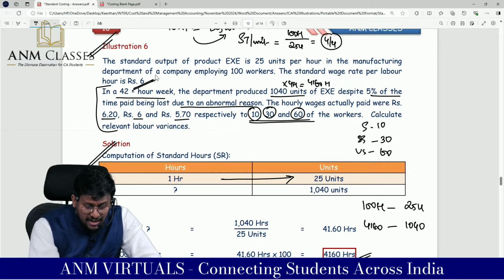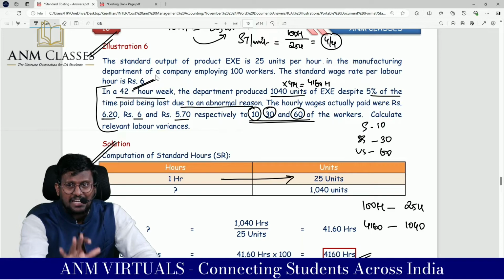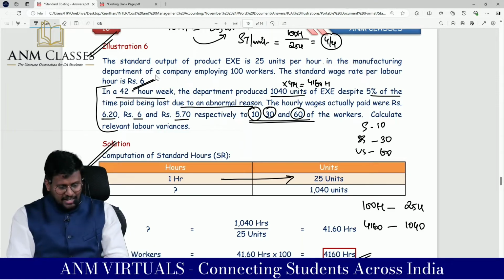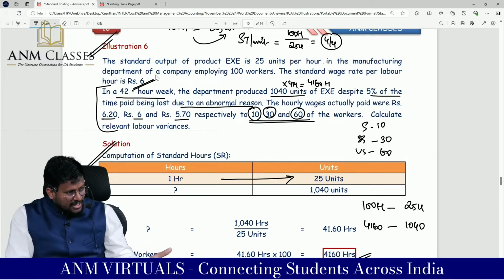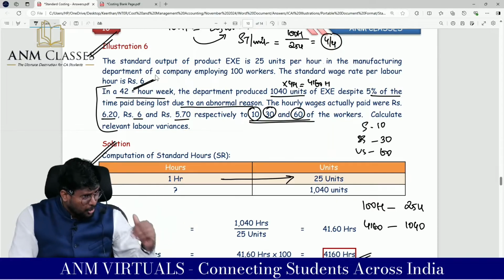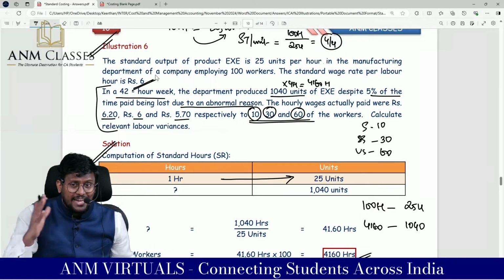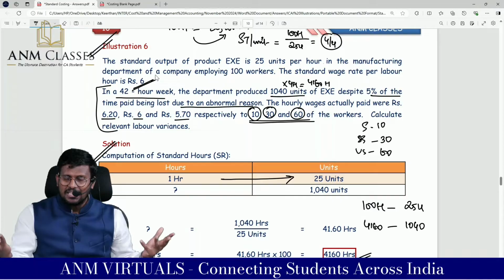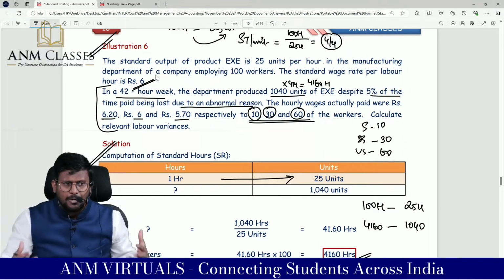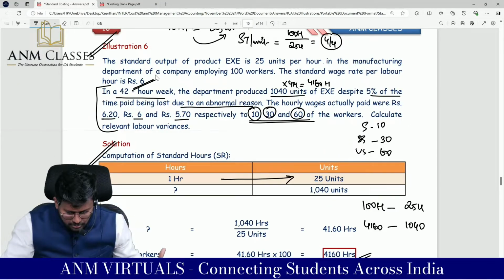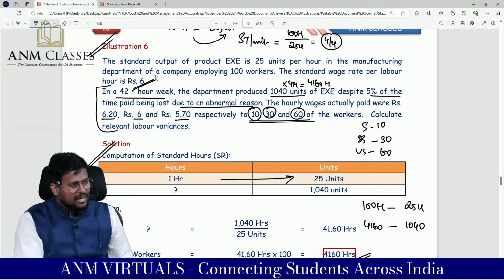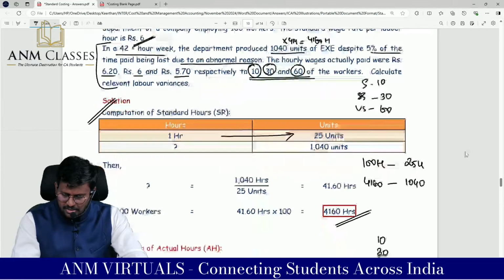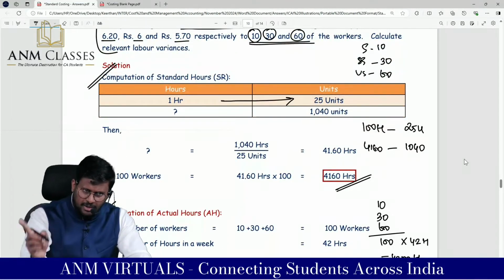The hourly wage rates were 6.2, 6, 5.7 respectively to 10, 30 and 60 of the workers. இங்க பாரு ஸ்டாண்டர்ட் ரேட் ஃபிளாட்டா ஒரு ரேட் மட்டும் சொன்னான், ஆனா இங்க 6.2, 6, 5.7. அப்ப டிஃபரண்ட் கிரேட் ஆஃப் எம்ப்ளாயிஸ் இருக்காங்க, ஆனா அவங்களோட மிக்ஸ பத்தி பேசல. அதனால என்னால இந்த question மல்டிபிள் கிரேட் ப்ராடக்ட்னு போட முடியாது. Proceed பண்ணலாம். Calculate the relevant labor variances.